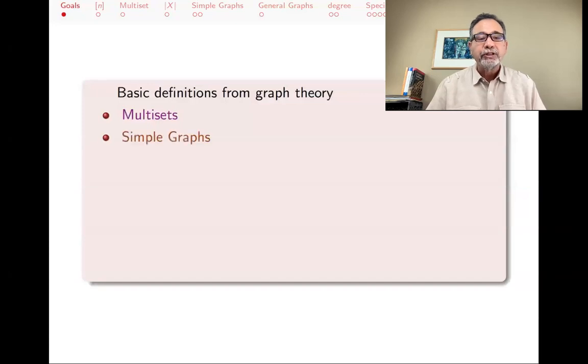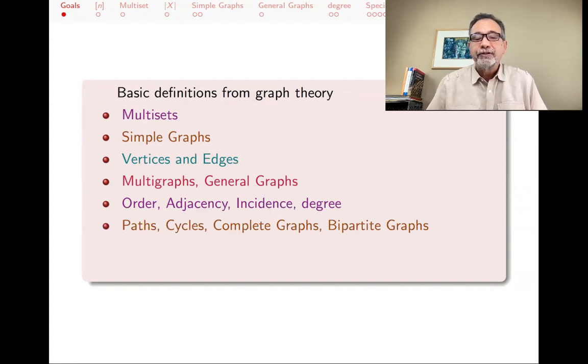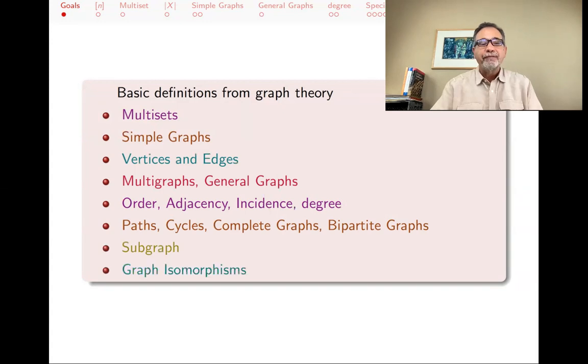We're going to talk about what multisets are, what simple graphs are, what vertices and edges are, multigraphs and general graphs, order, adjacency, incidence, and degree, paths, cycles, complete graphs, bipartite graphs. We will talk about those, and subgraphs and graph isomorphisms. Basically, I will go through these definitions and give you examples.